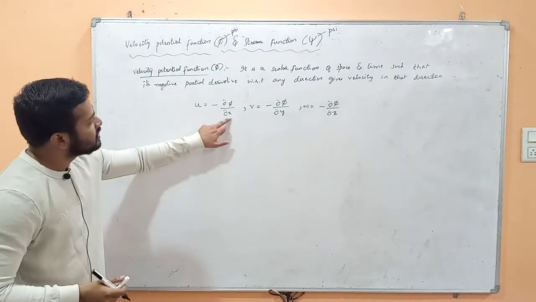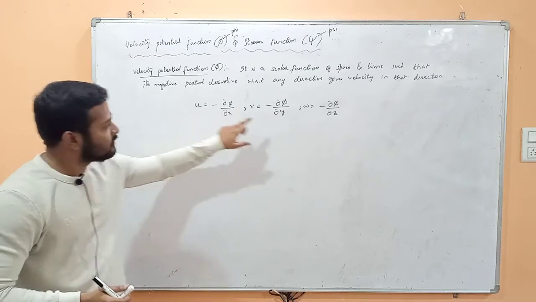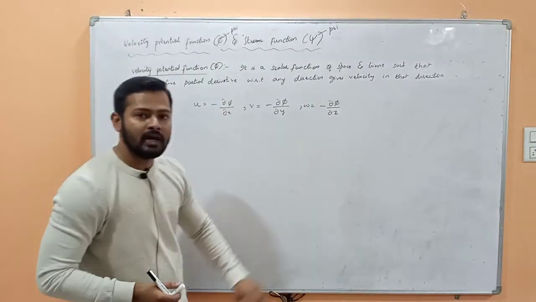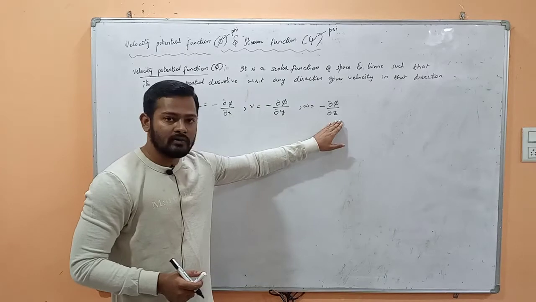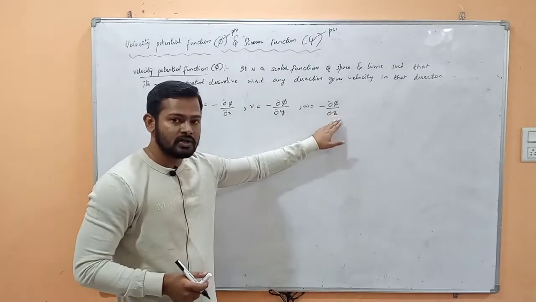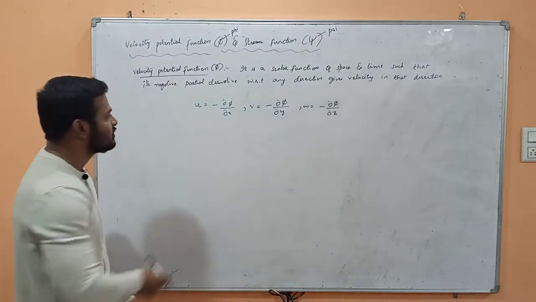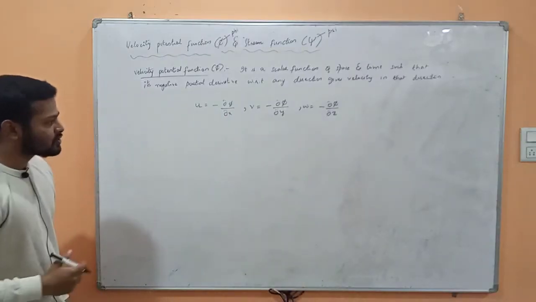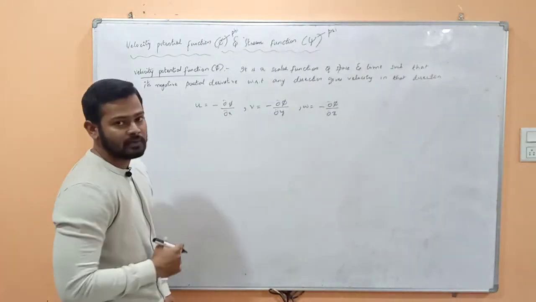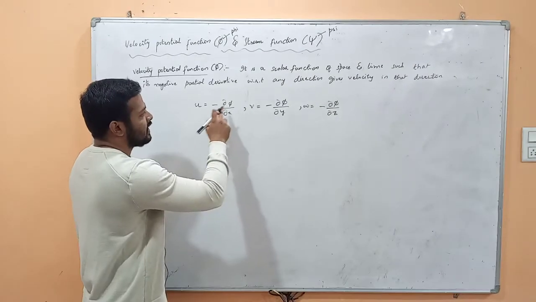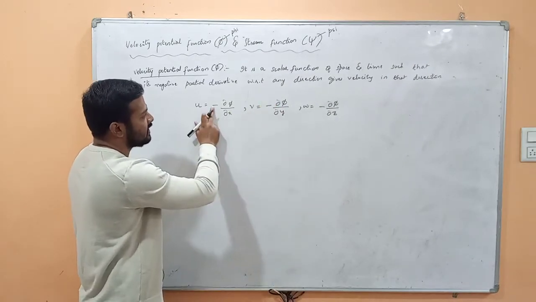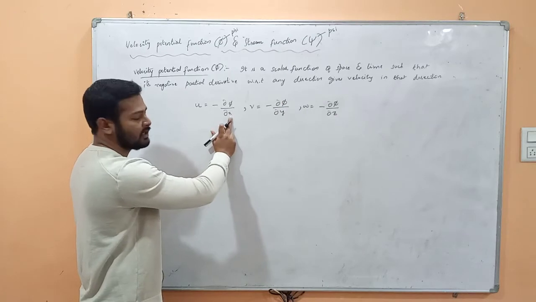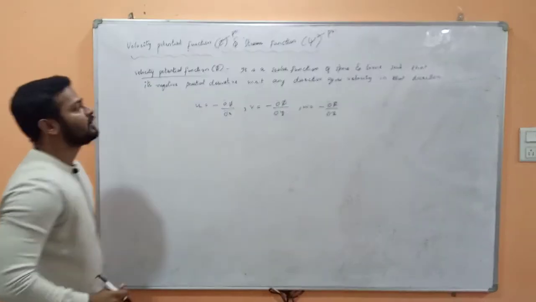So if you are differentiating in x direction, you get velocity in x. If you differentiate in y, you get velocity in y direction. If you differentiate that function in z direction, you get velocity in z direction. Negative partial derivative, because minus is added here. So you can define this if you remember the formula. It is a scalar function of space and time such that its negative partial derivative with respect to any direction gives velocity in that direction.